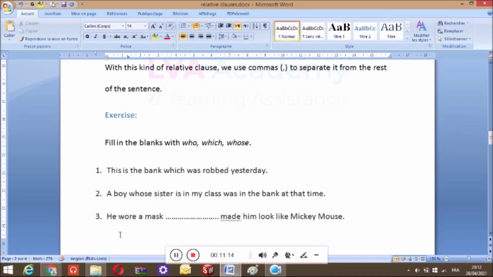Now, number 3, he wore a mask blank made him look like Mickey Mouse. So here we need to choose between who, which, or whose, and we have the word mask. A mask is an inanimate object, not a person, and that is why we are going to use which. So that's pretty much it.